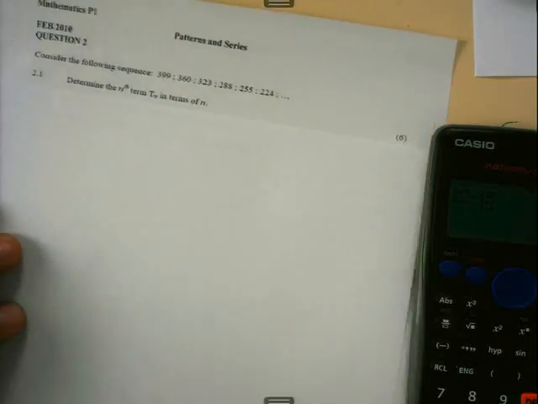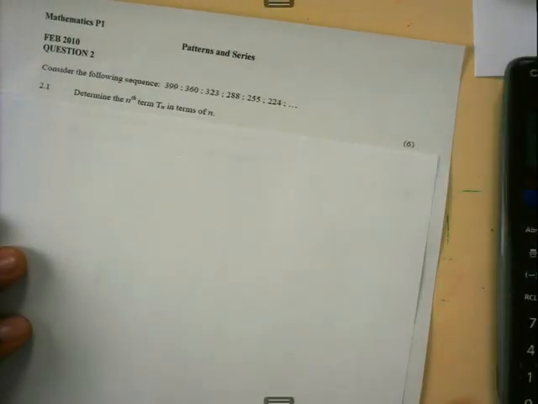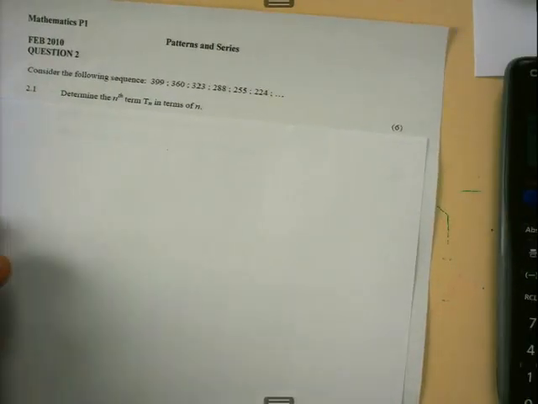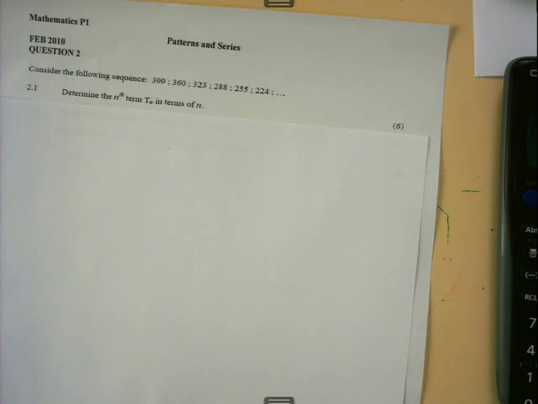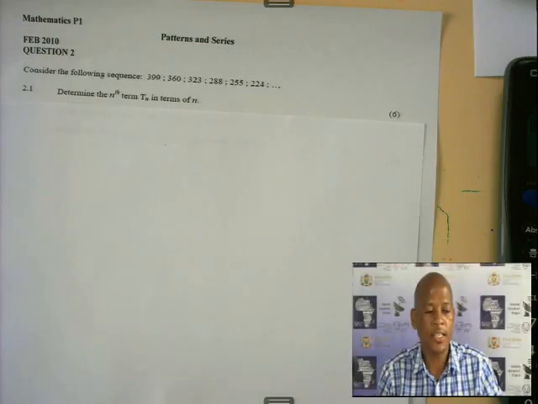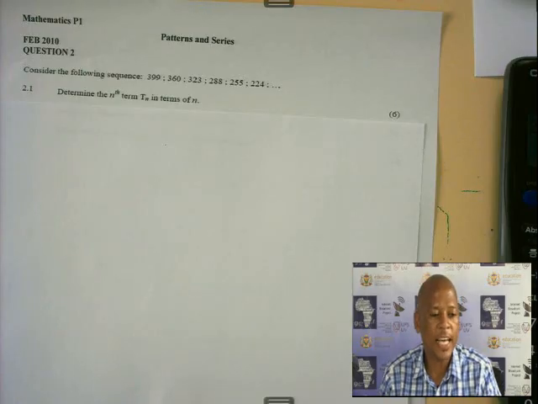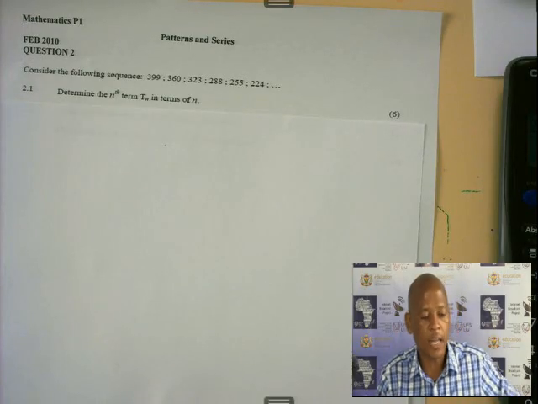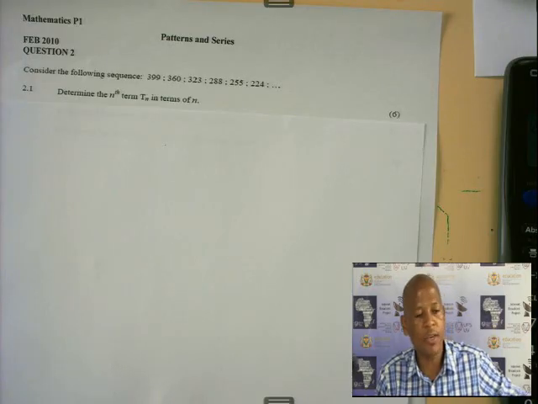It says now consider the following sequence. The sequence now is 399, 360, 323, 288, as well as 255, 224. Of course, the first question is that you determine the nth term, which is Tn, in terms of n. What is it that you are looking for here?